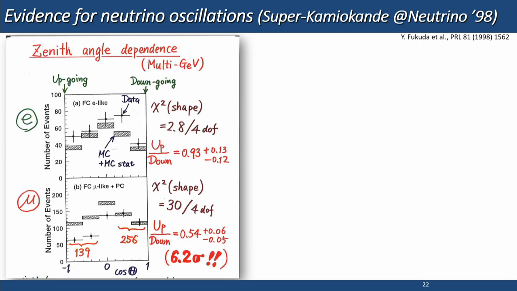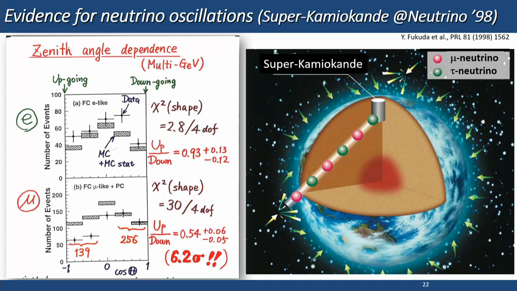And this can be explained very well if we include neutrino oscillations, namely neutrinos coming from the other side of the Earth oscillate before reaching the Super Kamiokande detector. So, well, at that point, the world community was convinced that neutrinos oscillate. Well, we were happy.